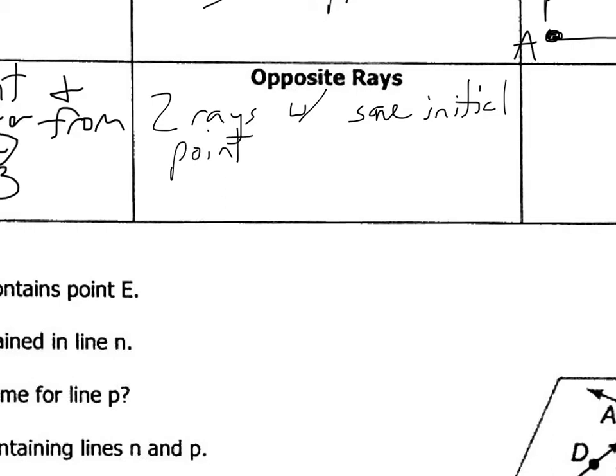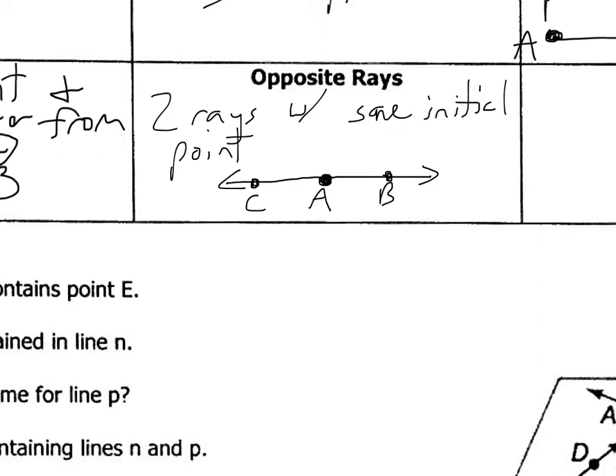Two rays with the same initial point. And they actually have to be going in exact opposite directions. So for example, right here, there's one ray, and the other ray would go in the exact opposite direction. So we can call that initial point A. I have a point over here and a point over here.